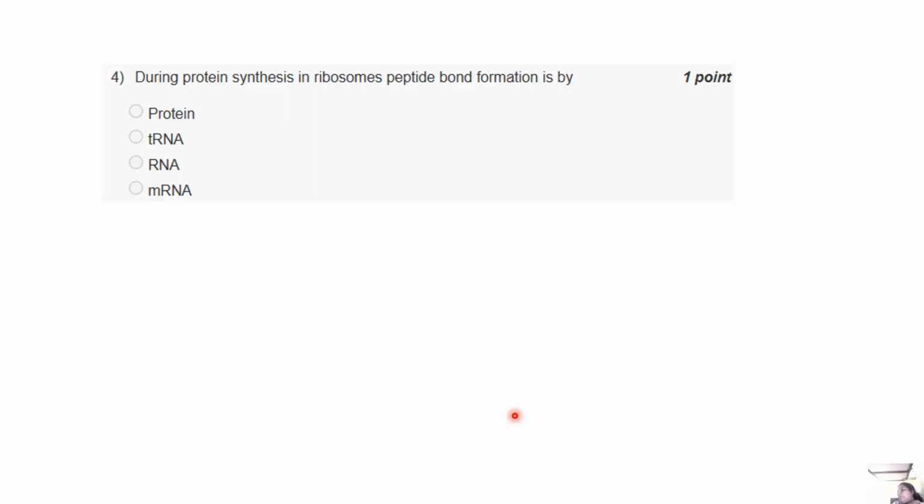So this goes back to the question that we started with. The answer will be RNA. If anybody has any doubt, they can raise their hand and unmute and say, or I'll look into it at the end. So during protein synthesis in ribosomes, peptide bond formation is catalyzed by RNA. Okay, that is the correct answer. So I'll give you 2 to 3 minutes.